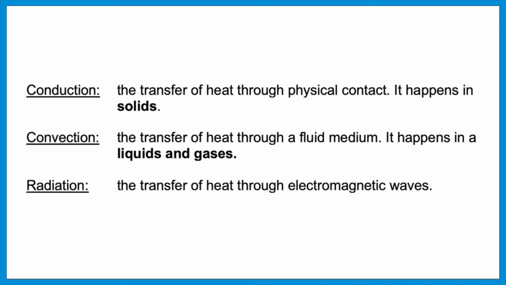Conduction is the transfer of heat through physical contact. For example, when you heat a frying pan, the handle gets hot. That happens because of the molecules touching other molecules. This happens in solids. Convection is the transfer of heat through a fluid medium. This happens in liquid and gases. This helps to explain why water in a pool is always warmer on top than it is on the bottom. The warm water is less dense, so it rises to the surface. The cool water is more dense, so it goes to the bottom. This creates a convection current. And radiation is the transfer of heat through electromagnetic waves.